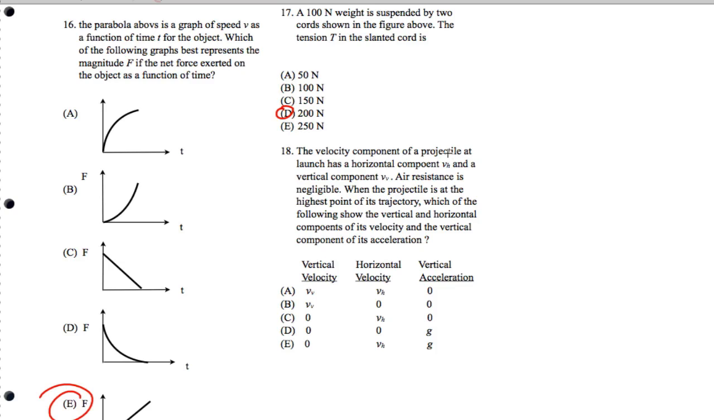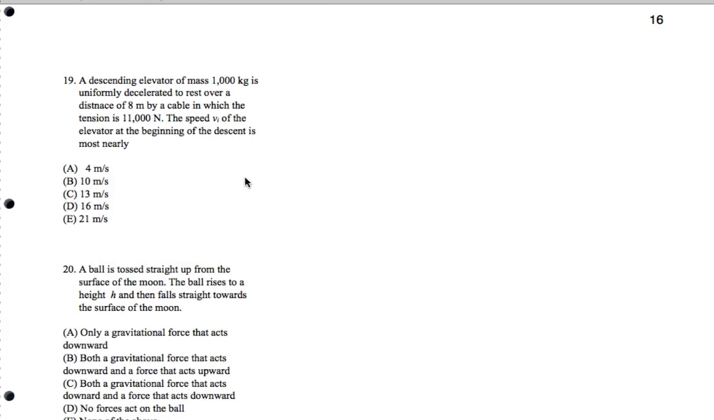So here, a projectile is launched with a horizontal component VH and a vertical component VY, whatever. Air resistance is negligible. We want to know some things about it at the highest point of its trajectory. At the highest point of its trajectory, let's be clear, none of these choices is right. Acceleration is always G. Horizontal velocity doesn't die out, and that leaves us choice E. 19.